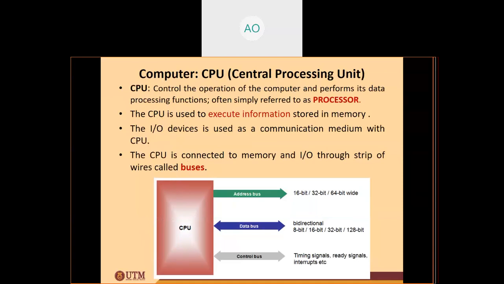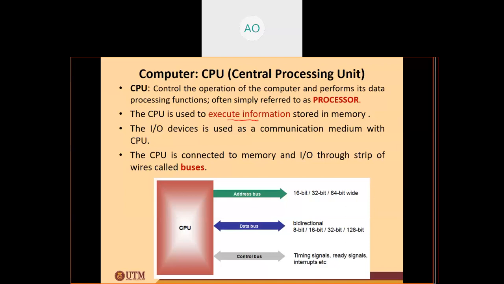Okay, let's look inside the CPU. What are the things inside the CPU? The CPU is used to control the operation of the computer and perform its data processing function, often simply referred to as a processor. The CPU is used to execute information stored in the memory. The keyword here is to execute information. Any information that is in the memory, you want to execute.